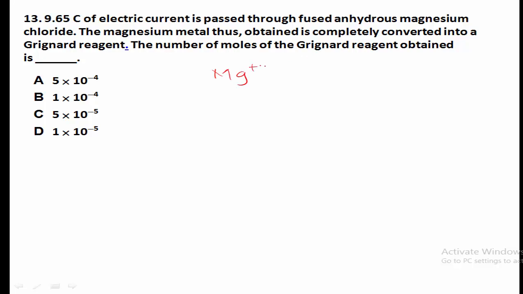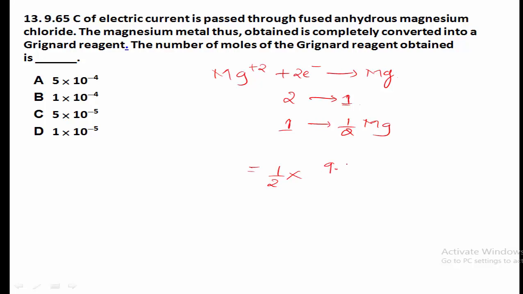Here Mg2+ will undergo reduction by taking 2 electrons. So what will it form? Mg. So 2 moles of electrons form 1 mole of Mg. So for 1 mole of electrons, half a mole of Mg is formed. That is equal to half into the current passed, 9.65, divided by Faraday's constant, that is 96,500. On simplification you will get 5 × 10⁻⁶.